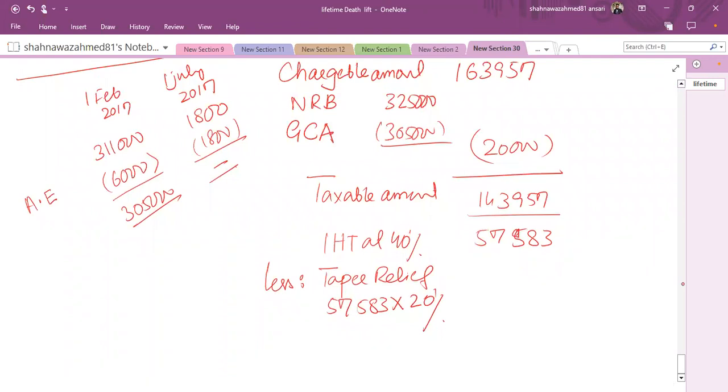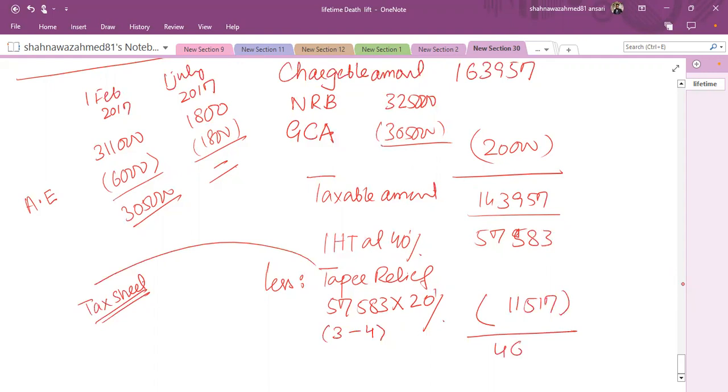So the taper relief value that has been available now is 20%. Why 20%? Because the death time is 3 to 4 years, and it has been given in the tax sheet what the taper relief rule is. You can see in the tax sheet. So it's 20%, and that is 11,517. And this is the tax payable by the person who gets the gift. This is the IHT payable.